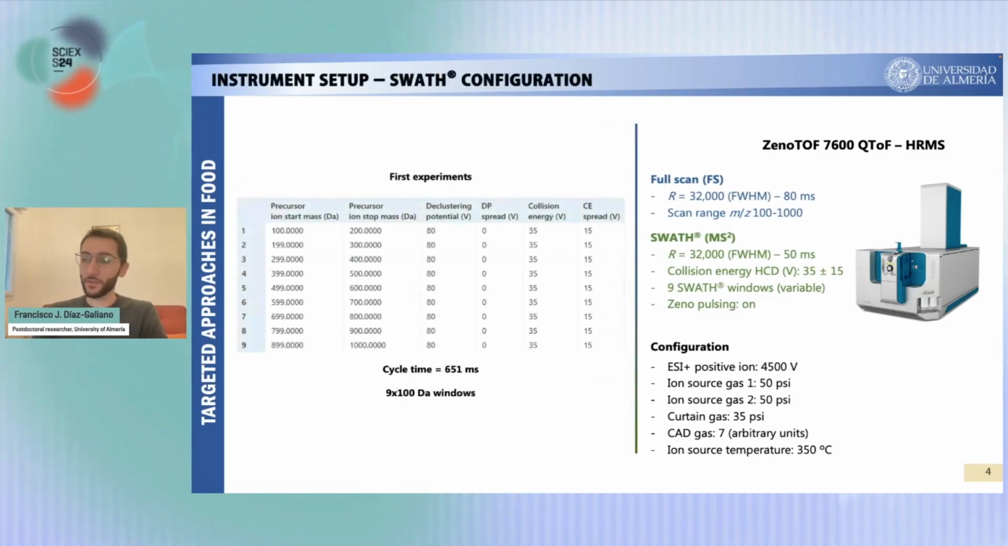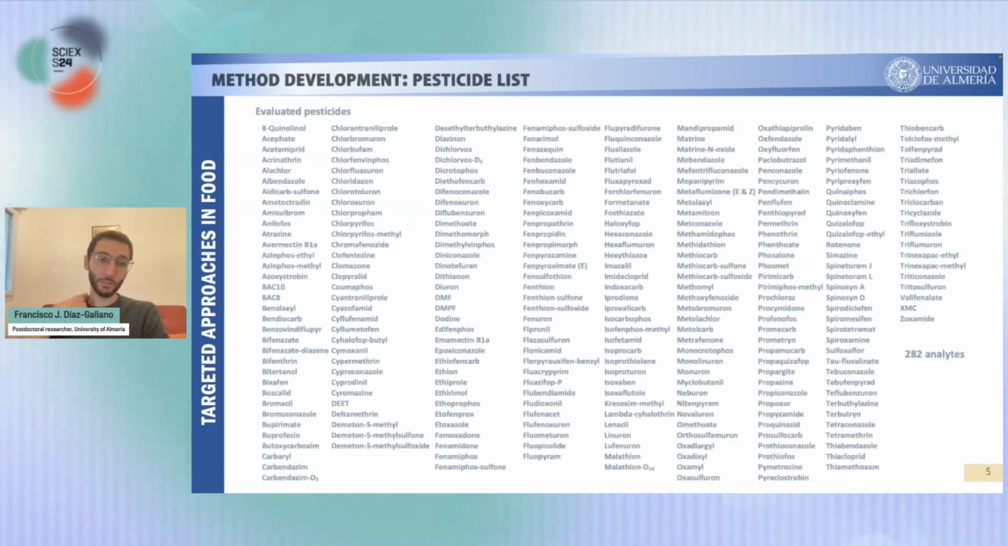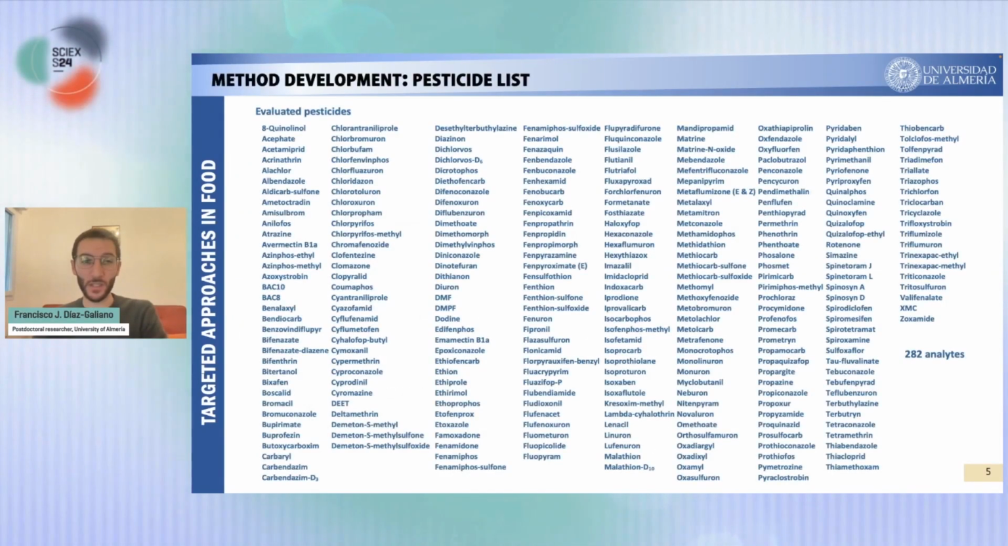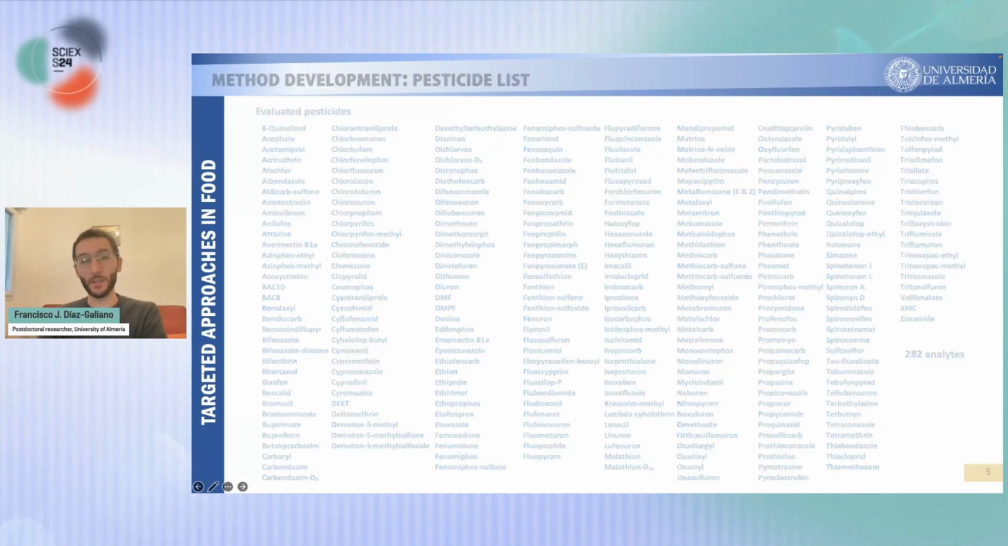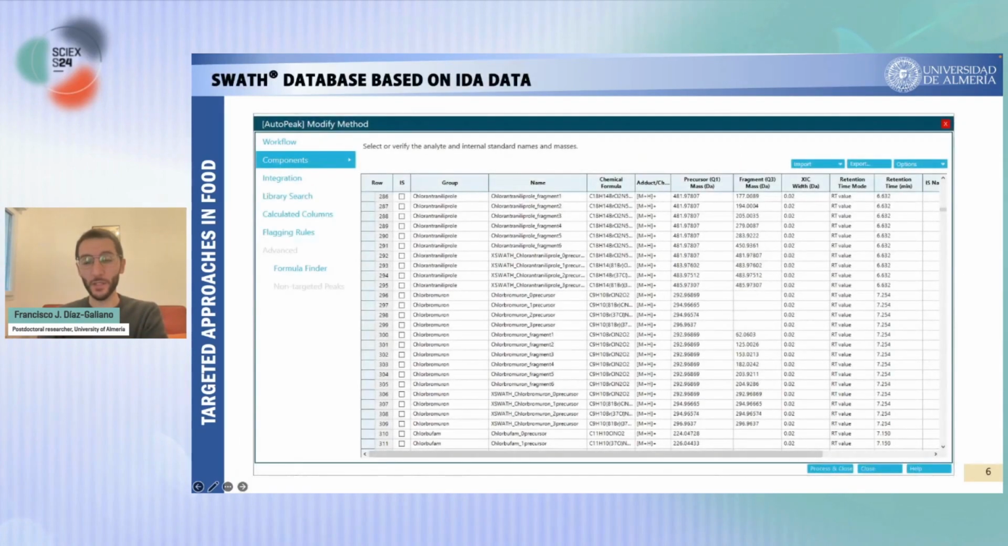Regarding the specific configuration of the SWATH mode, initially the 9 windows were equal to one another with a width of 100 m/z. To begin our experiments, we employed a mixture of all pesticide residue standards that were potentially amenable by electrospray ionization in the positive mode, with a total number of 282 compounds, mainly parent compounds, but also some metabolites as well. Since we were developing the method from scratch, it was also necessary to create the processing method as well as the acquisition method that I just showed.